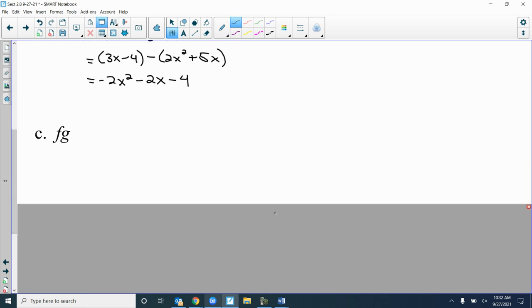Third one, f times g. Well, no different here. F of x times g of x. 3x minus 4 times 2x squared plus 5x. All right, go ahead and FOIL, combine like terms.